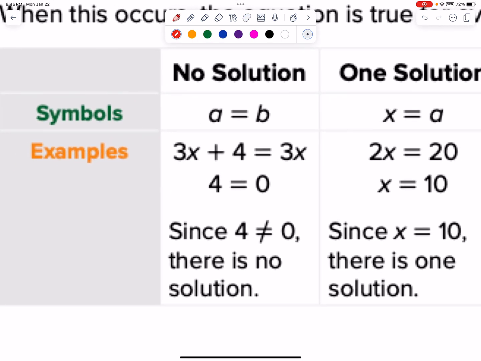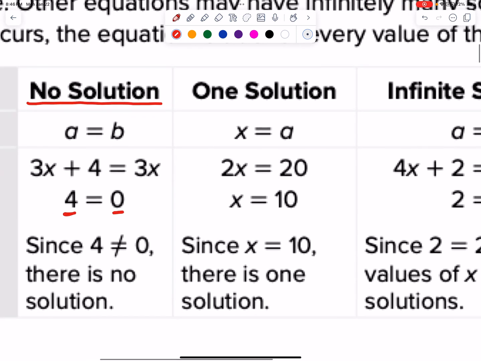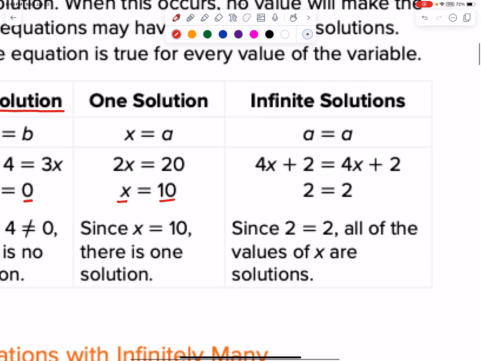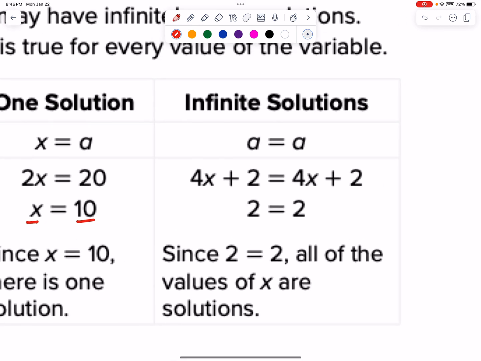Okay, and so a couple things I want you to see is we have these couple different scenarios here. So when an equation ends up being a number equals a different number, obviously that doesn't work. A 4 doesn't equal a 0. So that's called having no solution. So don't think that you did something wrong. That actually is the way something could play out, and it could have no solution. One solution is when you run into the very common thing that you're used to, a variable equals a number. Okay. The last one is when a number equals a number.